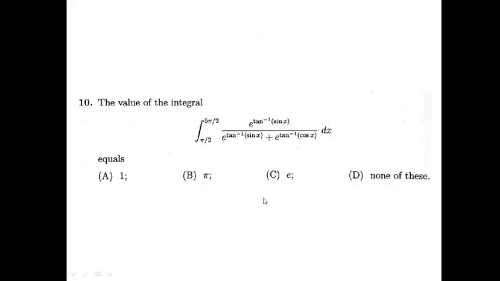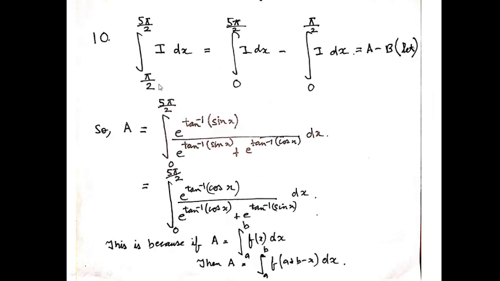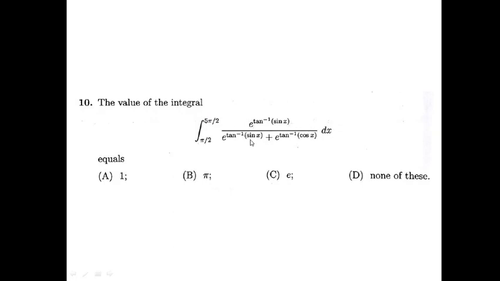Okay, so our answer is the centroid of triangle ABC. Question 10. The value of the integral from pi by 2 to 5 pi by 2 of e power tan inverse sin x over e power tan inverse sin x plus e power tan inverse cos x dx. Now see, we know the rule that we split this integral into two parts. Now it will be clear why we are doing this, let us see the solution. We'll split it into two parts. This integrand, e power tan inverse sin x over e power tan inverse sin x plus e power tan inverse cos x, we are assuming to be I.